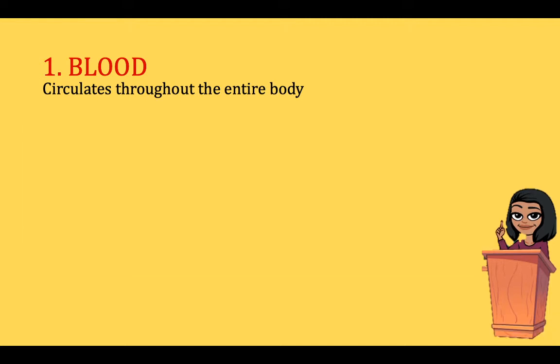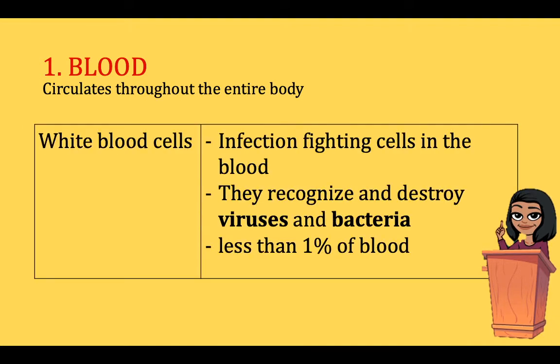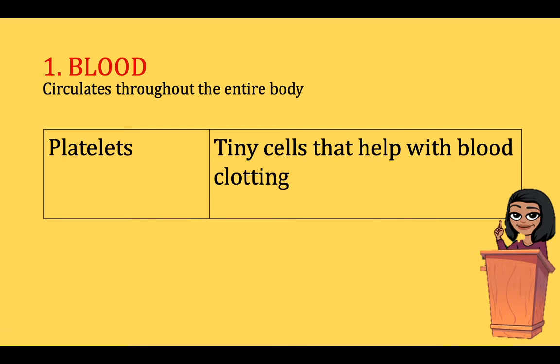Our second component of blood is what we call white blood cells. These are blood cells that fight viruses and bacteria within our blood. They're a very, very small component of our blood, though. So most of our blood is red blood cells. Very, very little of it is white blood cells. Another small component of it is what we call platelets. These are very, very tiny cells that help with blood clotting.